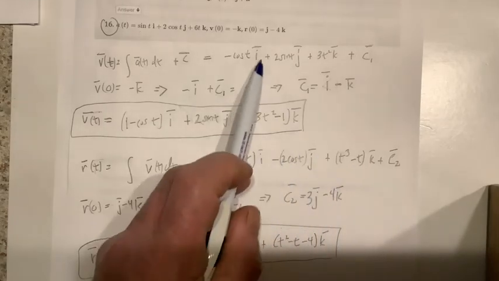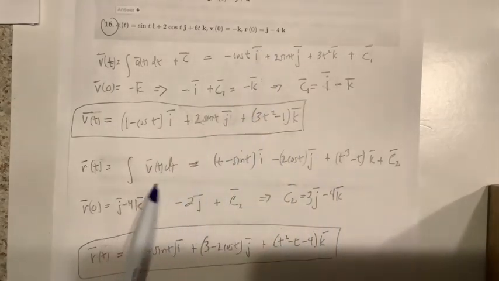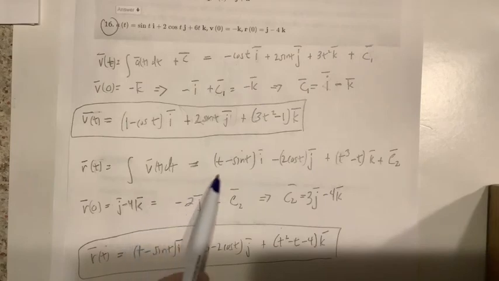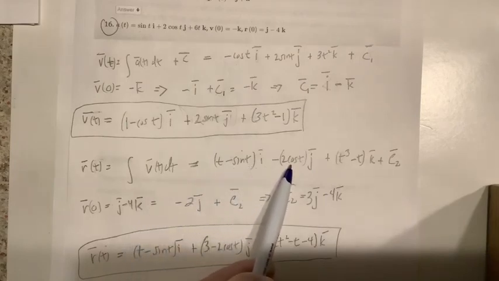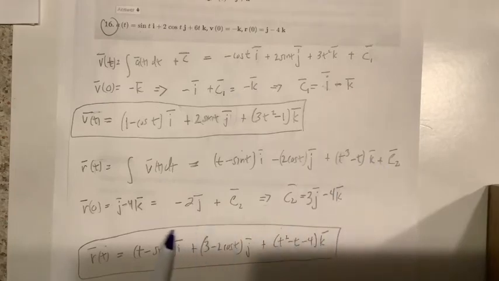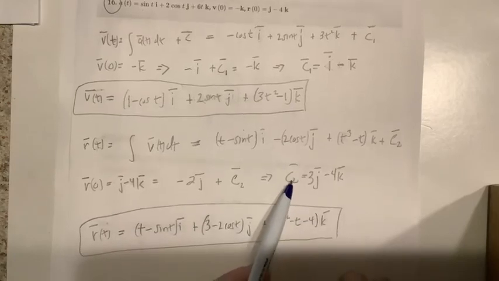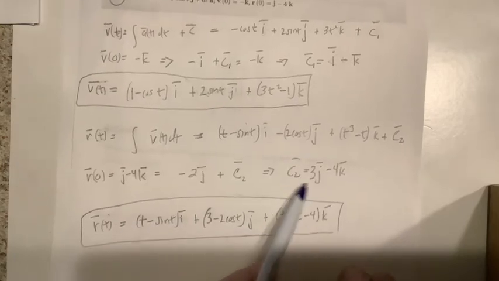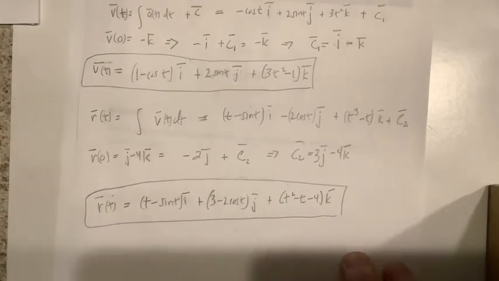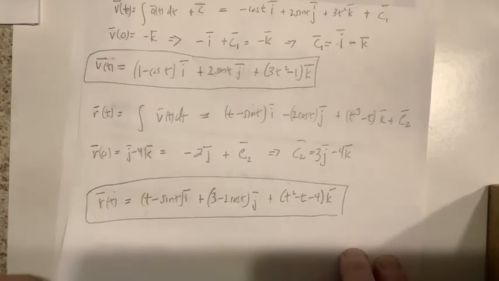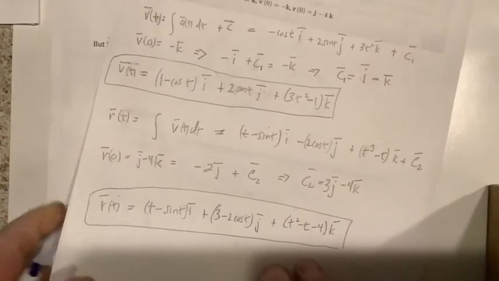Now we're assuming that r of 0 is negative j minus 4k. When you plug in 0 here, you just get negative 2 times the j vector. So negative 2 times the j vector plus c2 has to equal this. If you solve this for the c2 vector, you see c2 equals 3j minus 4k. So you plug all that in, and there's your position vector function. Isn't that great? I knew you would like that.